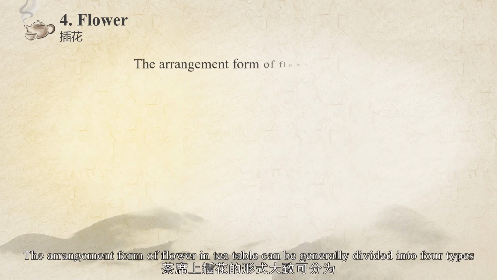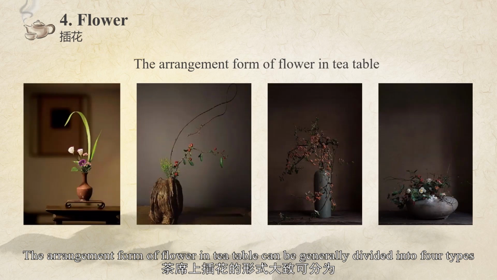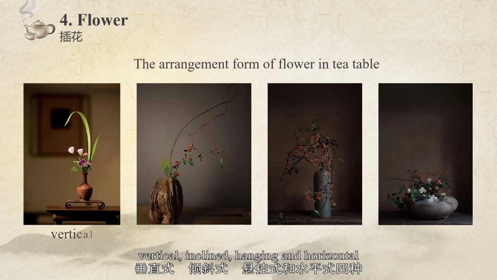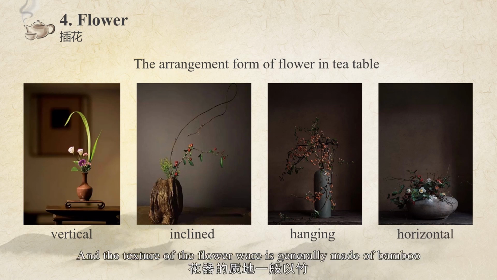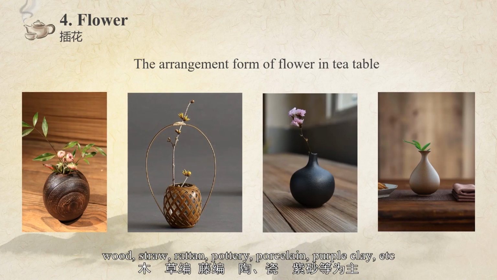The arrangement form of flower in tea table can be generally divided into 4 types: vertical, inclined, hanging, and horizontal. And the texture of the flowerware is generally made of bamboo, wood, straw, rattan, pottery, porcelain, purple clay, etc.